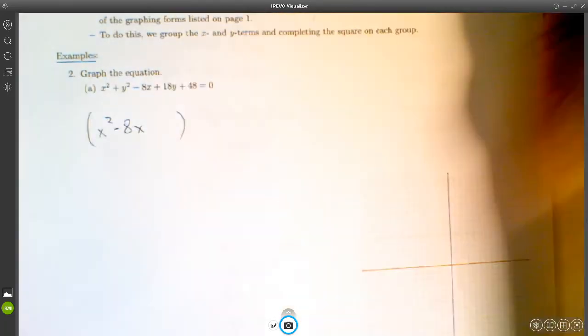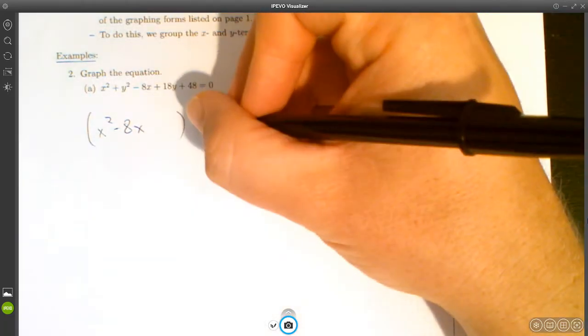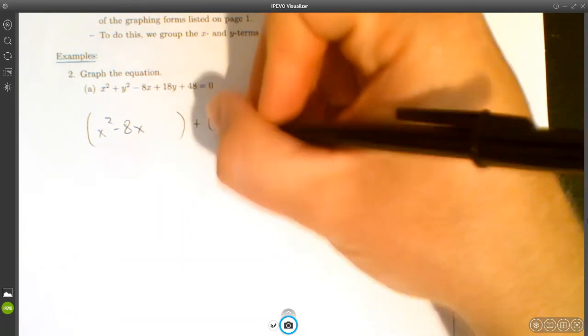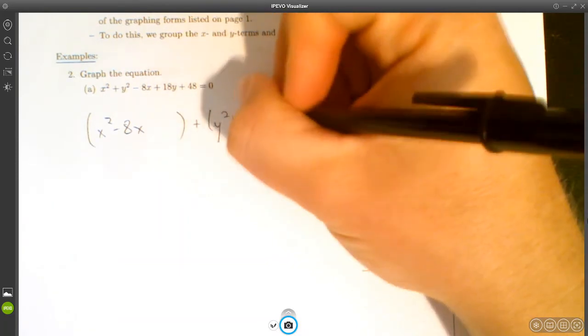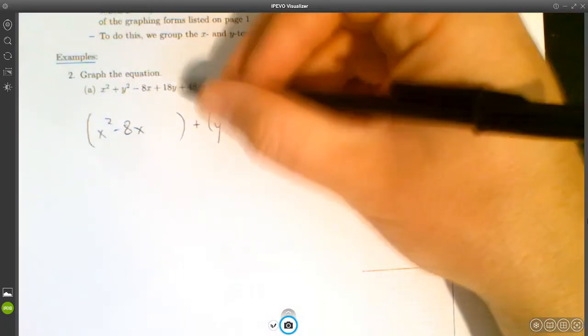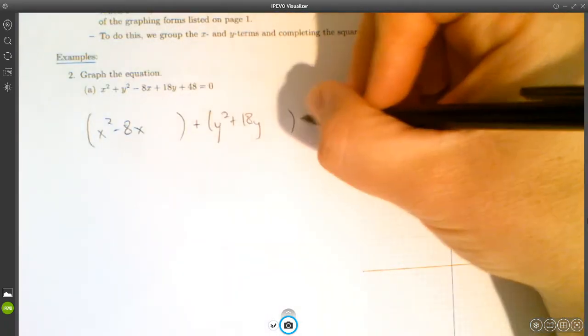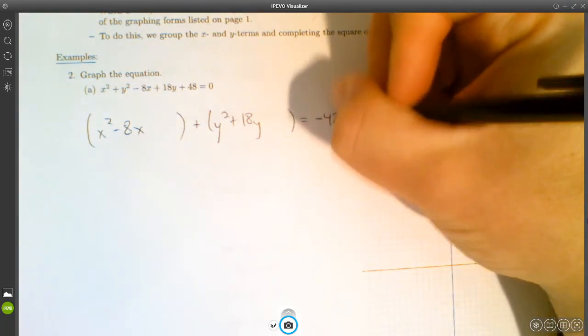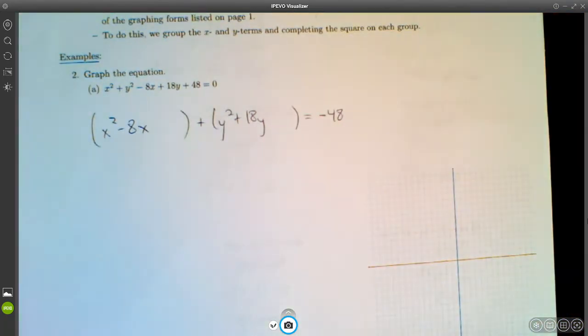So first of all, I'm going to group the x's together, x squared minus 8x. And I'm going to leave some space there so I can complete the square. And then I'm going to group the y's together. So I've got y squared plus 18y. And again, I'm going to leave some space so I can complete the square. And this 48, I'm just going to move that over to the other side. I'm going to subtract it over so that it equals negative 48.